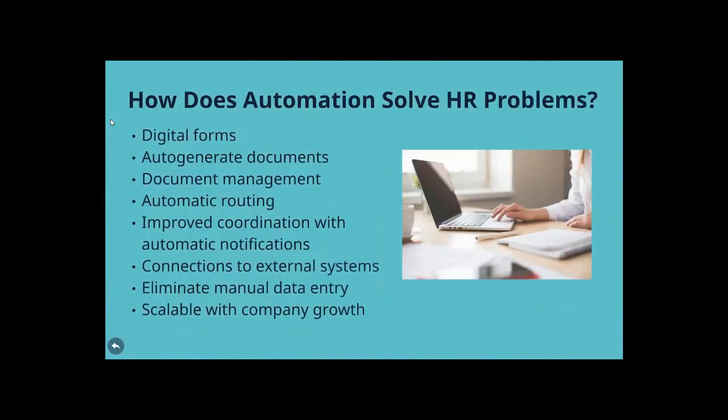The way that automation software solves these HR problems is by providing digital forms. So not only does HR not need to manually print off forms and employees don't have to find forms, but also human resources doesn't have to manually file the forms. That makes file retrieval a lot easier. They don't need to organize those files manually because that's all done by a document manager within the automation software.